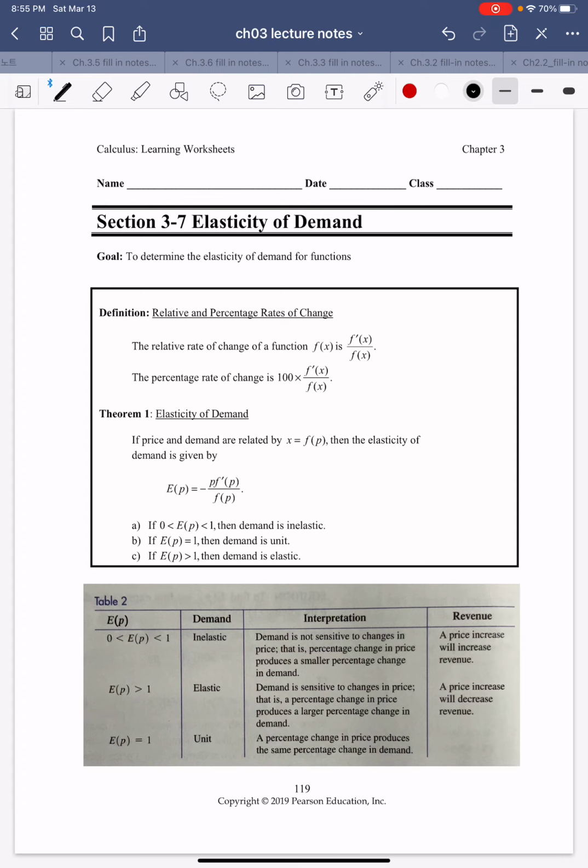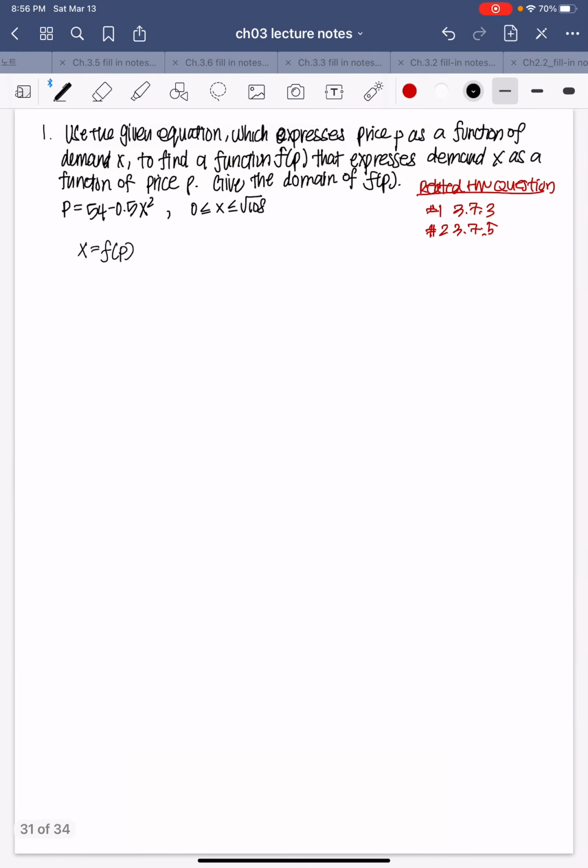This will eventually be needed. What we are doing is writing the P function as an X function, and then eventually these functions will be used to find the E sub p. So let's do a warm-up problem, practicing just coming up with x equal to f of p. That means I need to have x by itself because I want to solve for x. Right now you have p, but I want x by itself. So let's take this equation and solve for x.